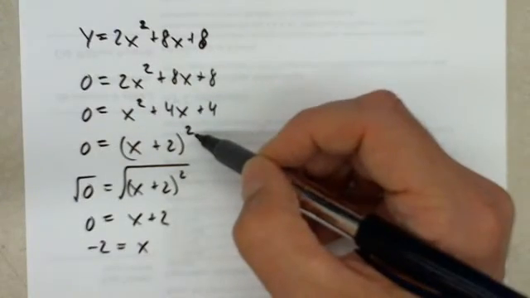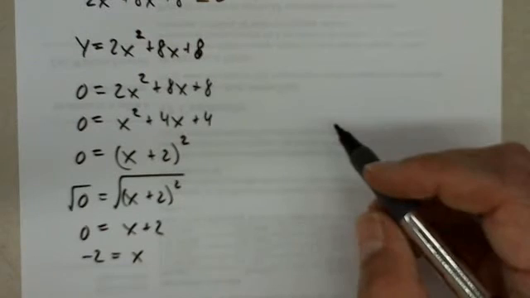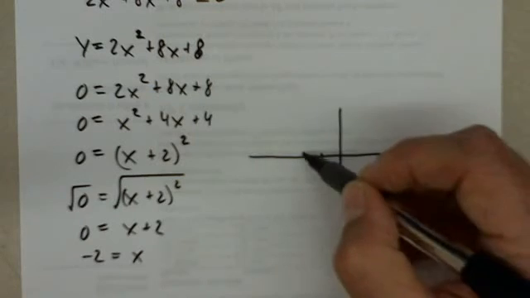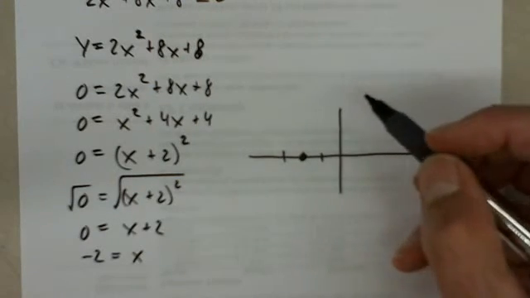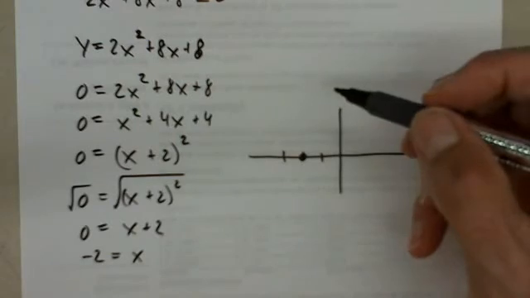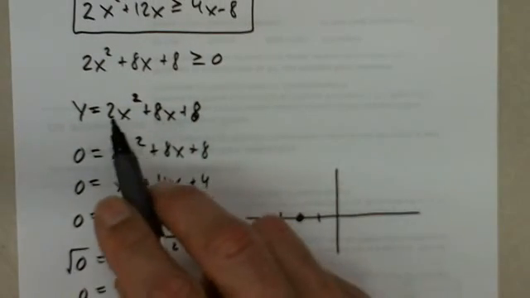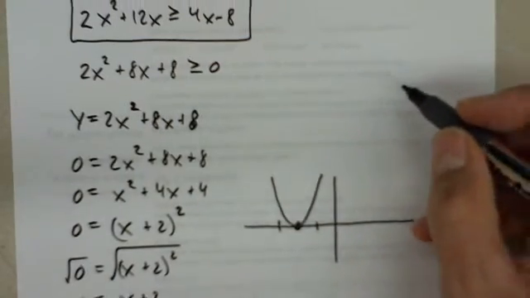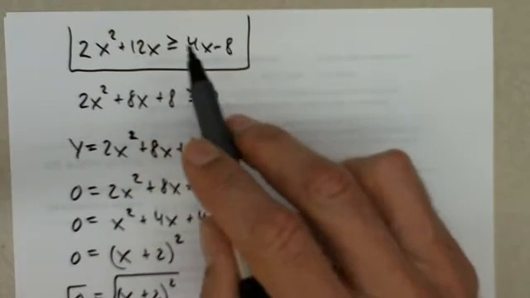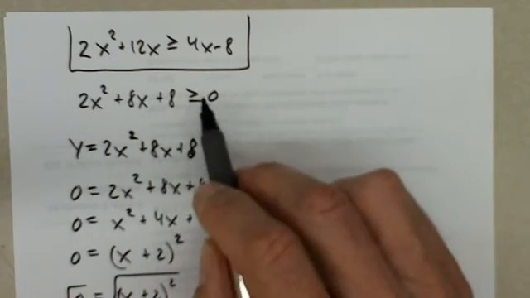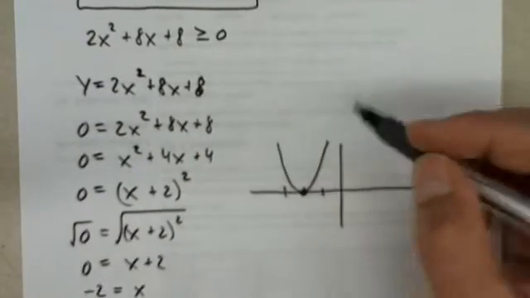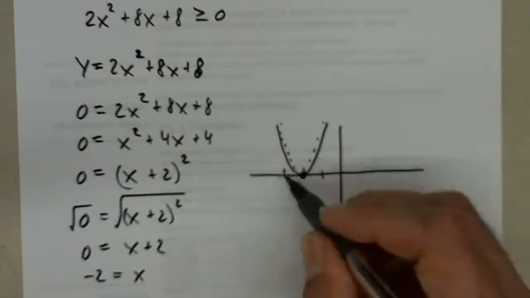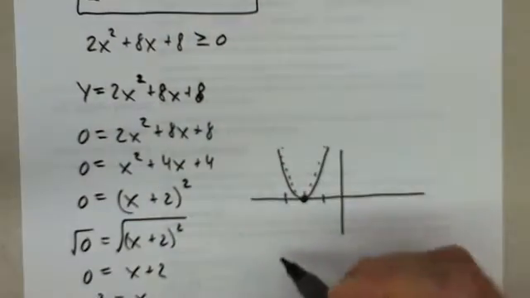But remember, it has even multiplicity. We don't need to worry about multiplicity because we know it's a parabola with a positive coefficient, so the parabola goes like this. We want to know when the graph is above or on the x-axis, and it's above, it's on, and it's above. So this is true for all real numbers.